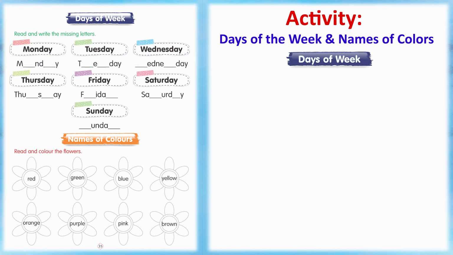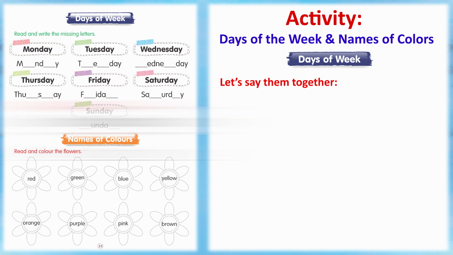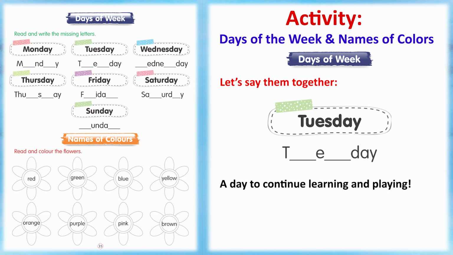Days of the week. Do you know how many days are in a week? There are 7 days in a week. We use these days to track time and plan our activities. Let's say them together. Monday, the first day of the school week. Tuesday, a day to continue learning and playing.